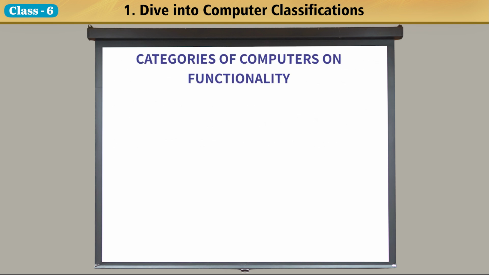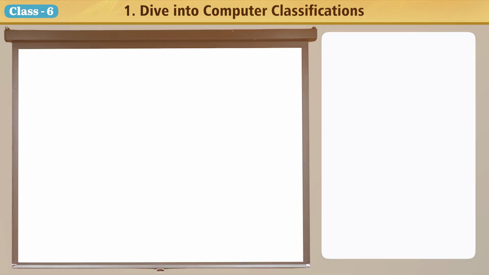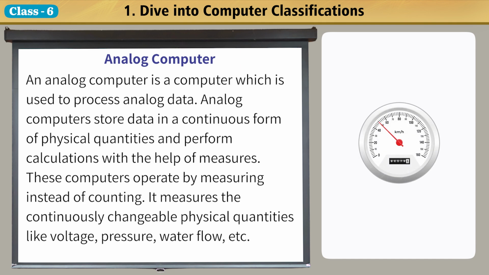Categories of computers on functionality. On the basis of their functioning or data handling capability, computers can be classified into three categories. Analog computer. An analog computer is a computer which is used to process analog data. Analog computers store data in a continuous form of physical quantities and perform calculations with the help of measures.